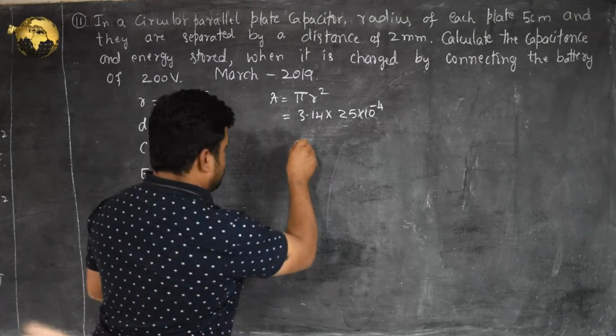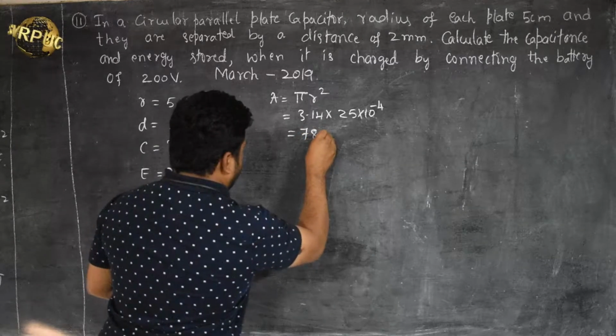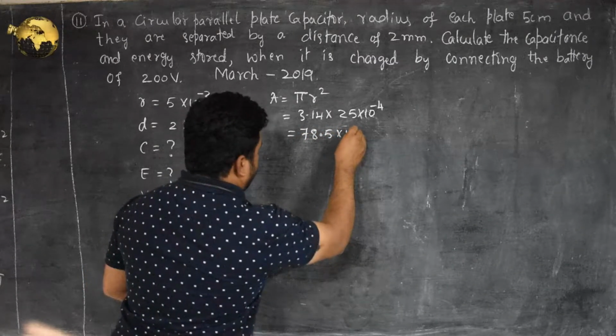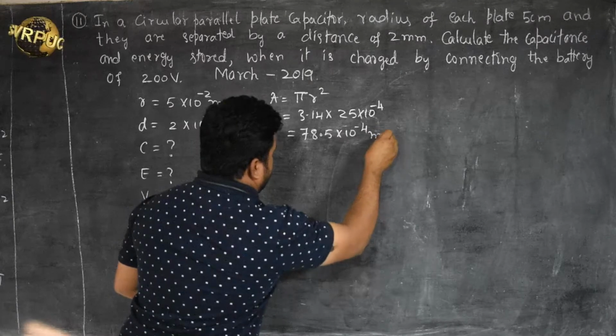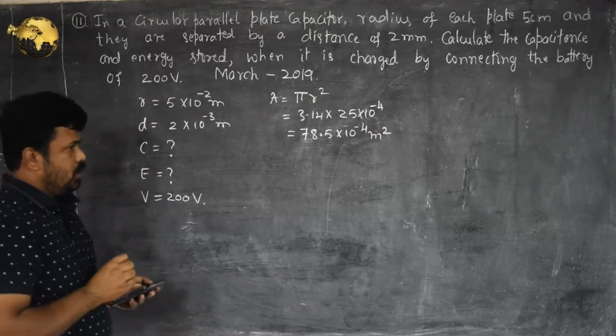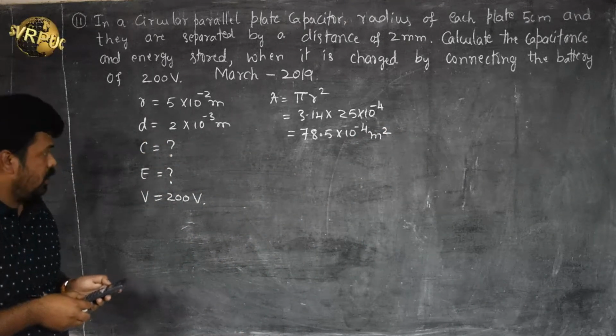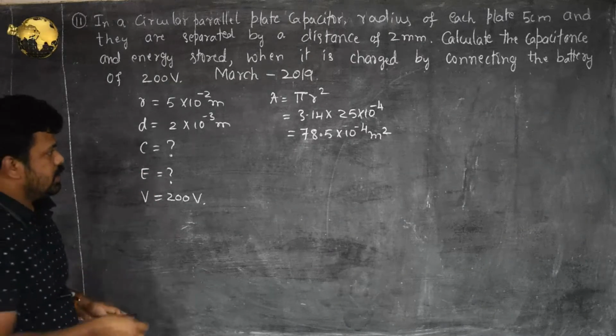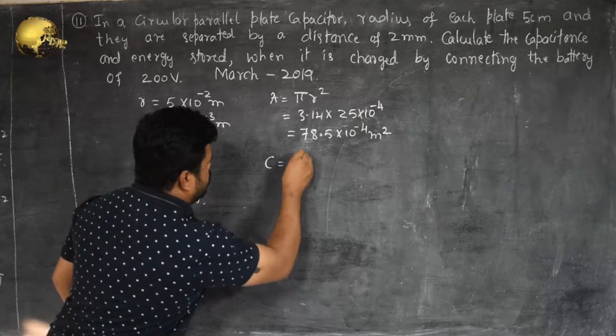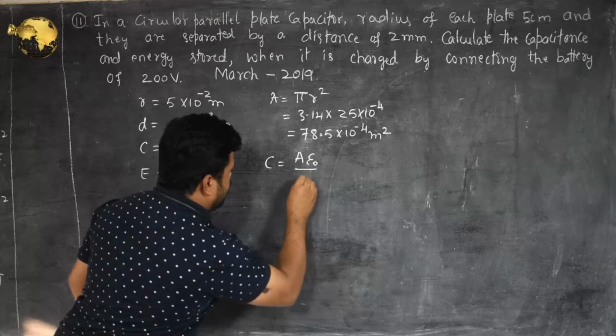So we get 78.5 into 10 to the power minus 4 meter square. So area should be in meter square. So capacitance C is equal to A epsilon naught by d.